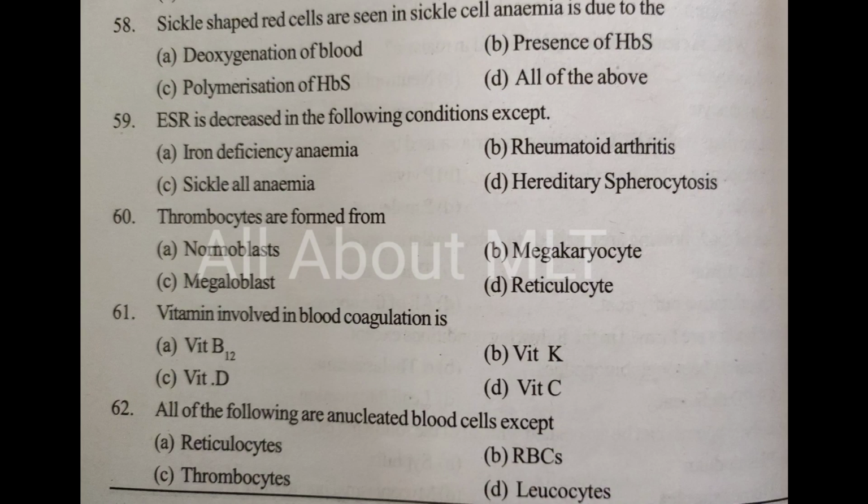All of the following are nucleated blood cells except: option A, reticulocytes; option B, RBC; option C, thrombocytes; option D, leukocytes. And the answer is option D, leukocytes.